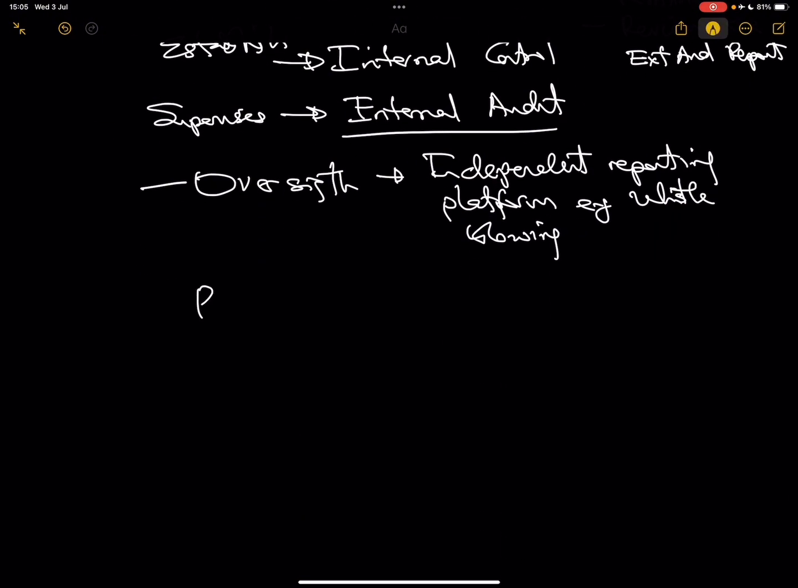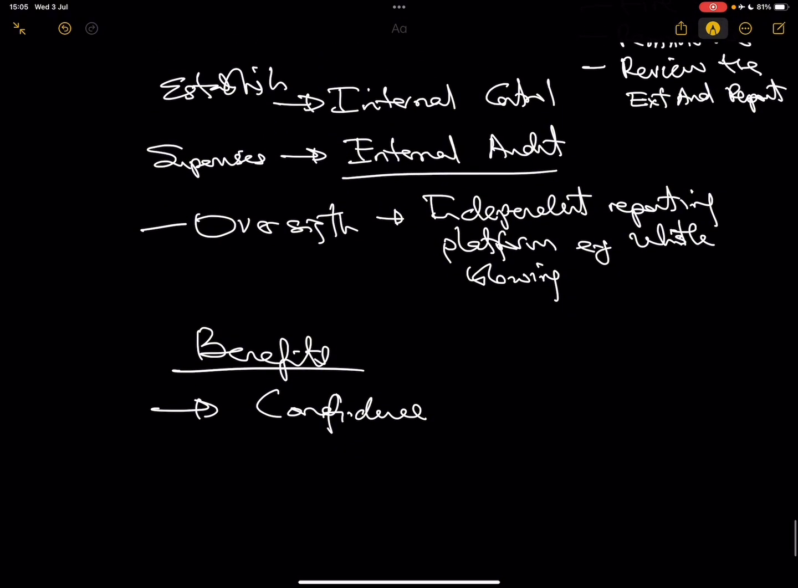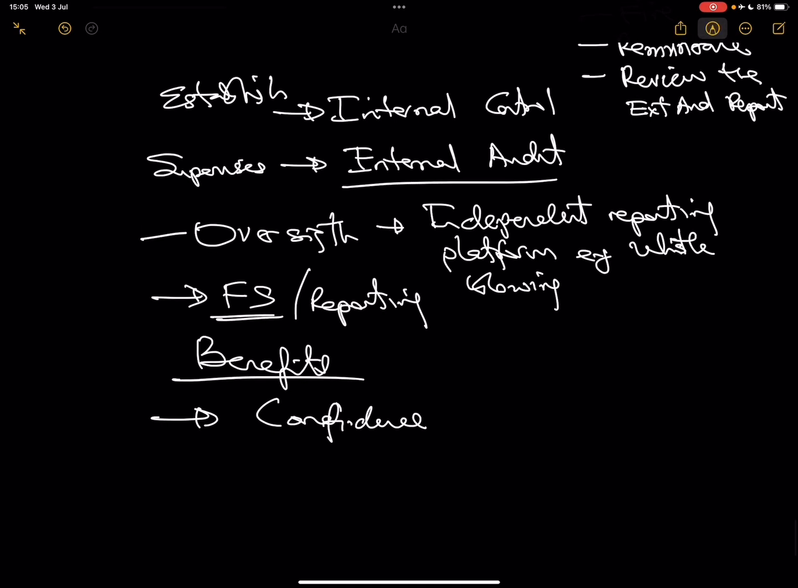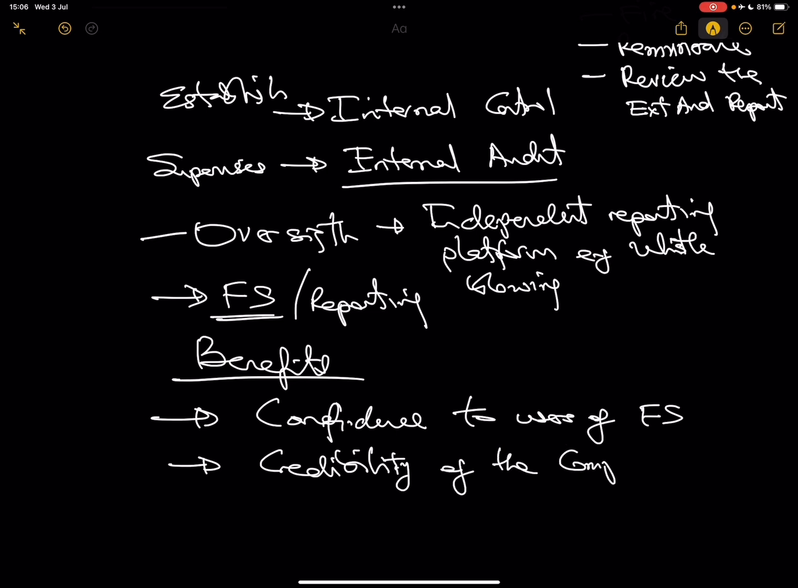And if you look at all those roles, how do they benefit the company? The major reason why it benefits the company is because it gives confidence. Let me add here as well: they also review the financial statements. So they provide oversight on the financial reporting of the company. Because of all of those functions, they give confidence to users of financial statements. They improve the credibility of the company.